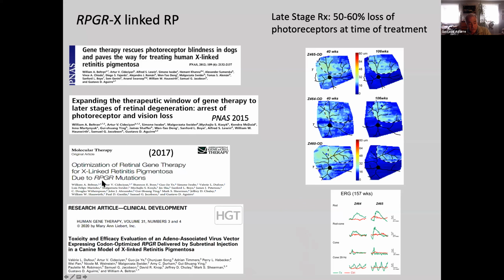And then that allows us to work, in this case with AGTC, with a codon optimized vector for RPGR, and it showed that the codon optimized was comparable to the stabilized RPGR transgene that we have been using.